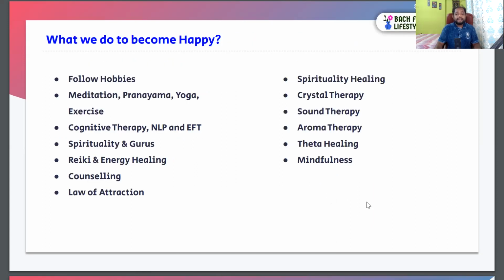Moving to the next slide, what are all the things which we usually do to overcome being unhappy? There are a lot of things which we can do. We follow hobbies, we do meditation, pranayama, yoga, exercise, cognitive therapy, NLP, EFT. Those are techniques which we can learn and take benefit of. We also take up spiritual activities: Reiki, energy healing, counseling, law of attraction, spiritual healing, crystal therapy, sound therapy, aromatherapy, theta healing, and mindfulness. So a lot of things are there which we can take benefit of.